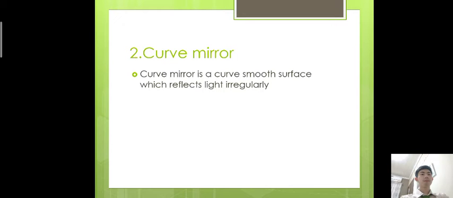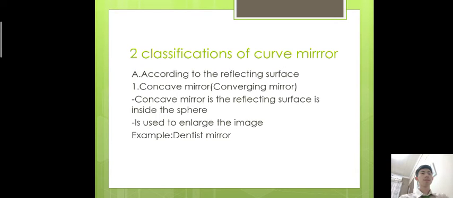The second optical device is curved mirror. Curved mirror is a curved smooth surface which reflects light irregularly. There are 2 classifications of curved mirror. A. According to the reflecting surface. First one is concave mirror, or it's called converging mirror.